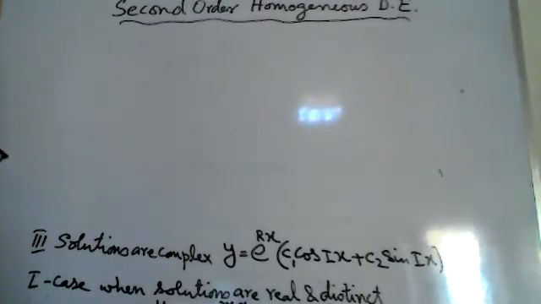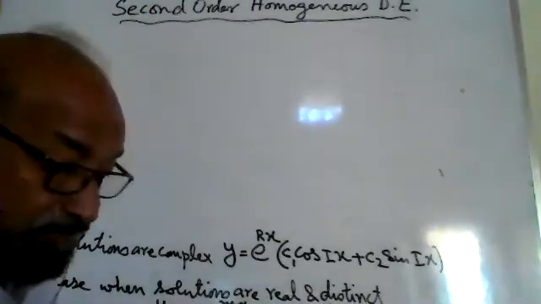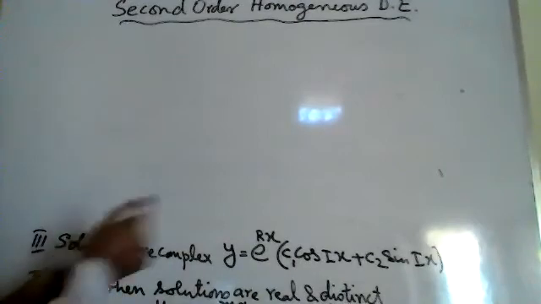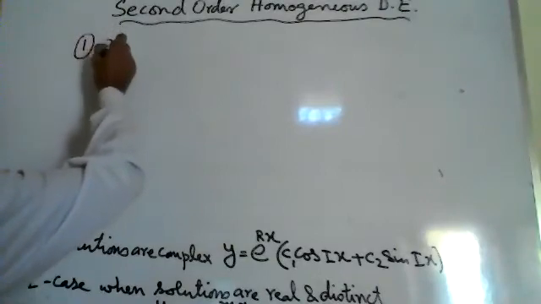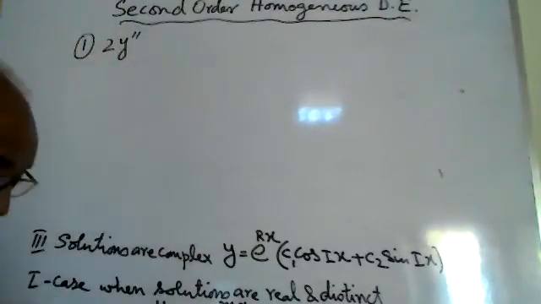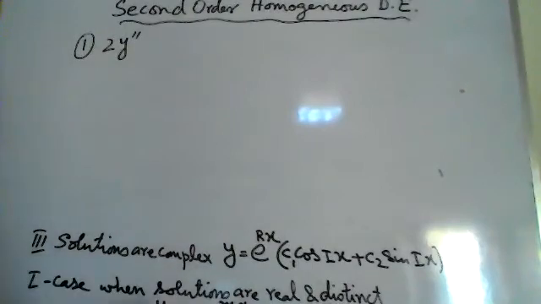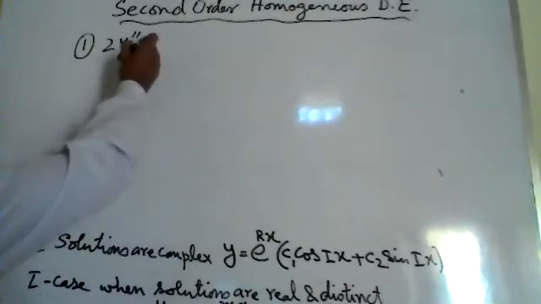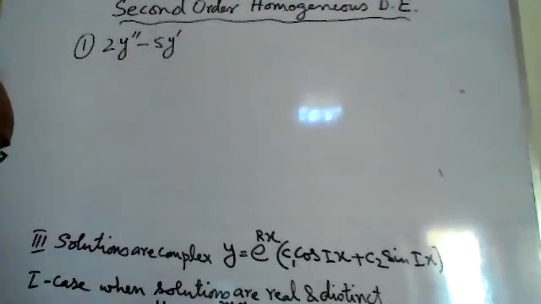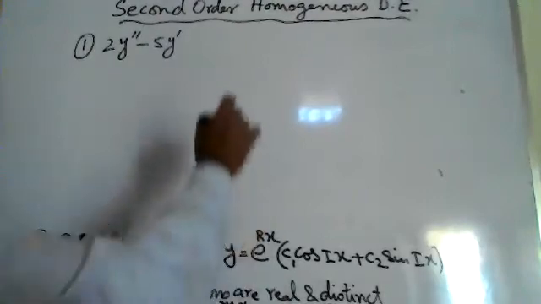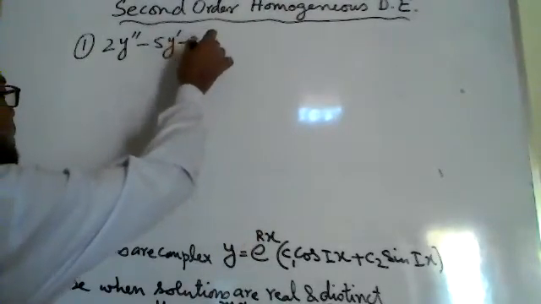Solve the following differential equations. 2y double dash minus 5y dash minus 3y equal to 0.